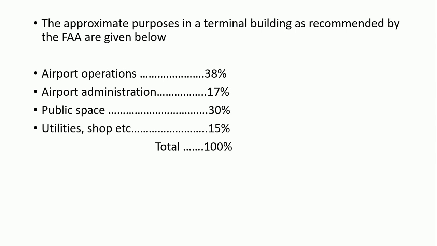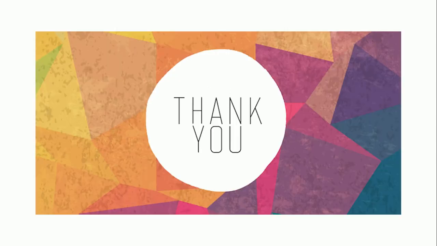For airport operation it is about 38%. For airport administration it is about 17%, for public space it is about 30%, and for utilities and shops etc. it is about 15%, and in total the sum is 100%. So these are the plannings of the terminal area.